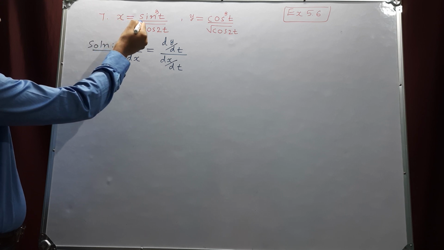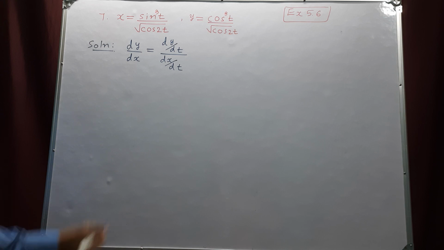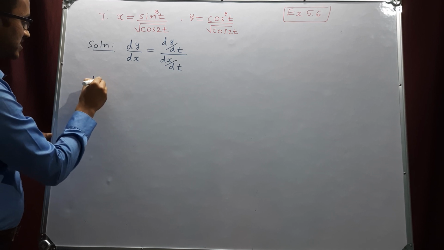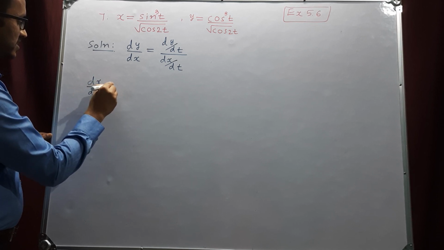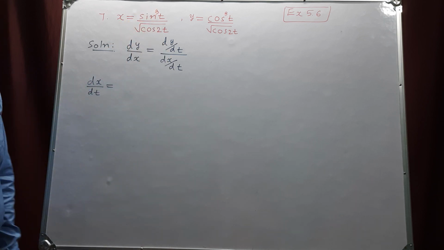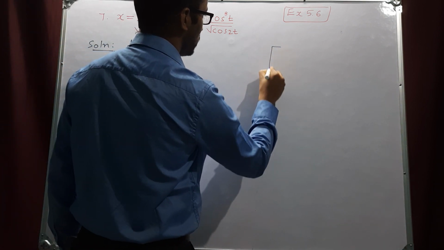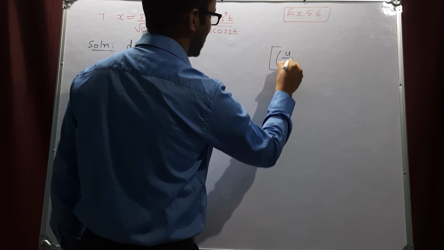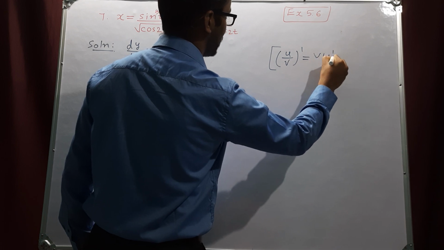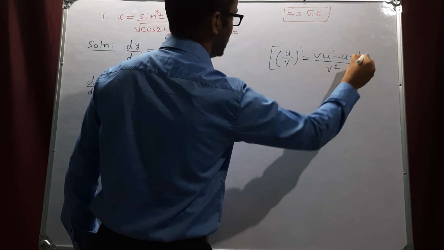They have given x is equal to sin cube t by root of cos 2t. So differentiating x with respect to t, we get dx by dt is equal to... To find the derivative of this, we have to apply the quotient rule. So the derivative of u by v can be written as v into derivative of u minus u into derivative of v, by v square.